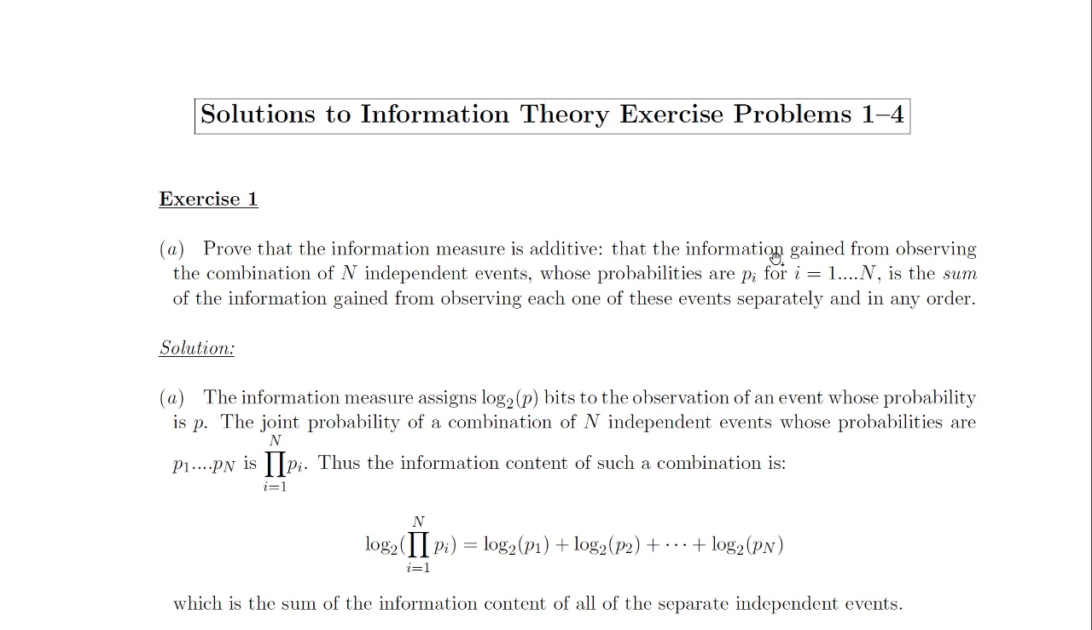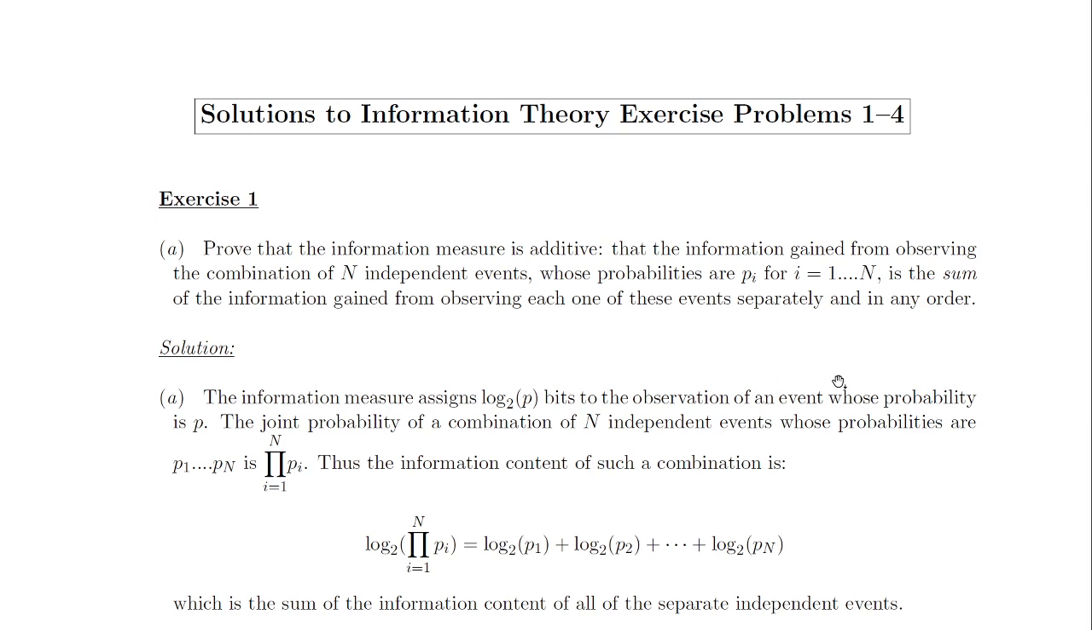The first part of exercise 1 is about why the information measure is logarithmic, essentially, and you're asked to show that the information measure is additive. That's the purpose of the logarithmic measure, namely show that the information gained when you observe a combination of n independent events, which have these probabilities p sub i going from 1 to n, is the sum of the information gained from observing each one of those independent events separately and in any order. So it's in order to capture desired aspects of independent events that lies underneath this logarithmic measure.